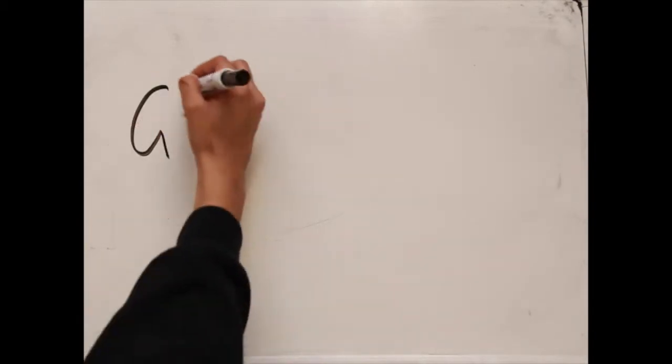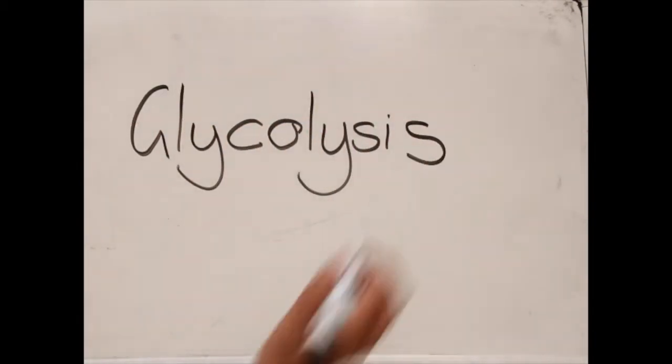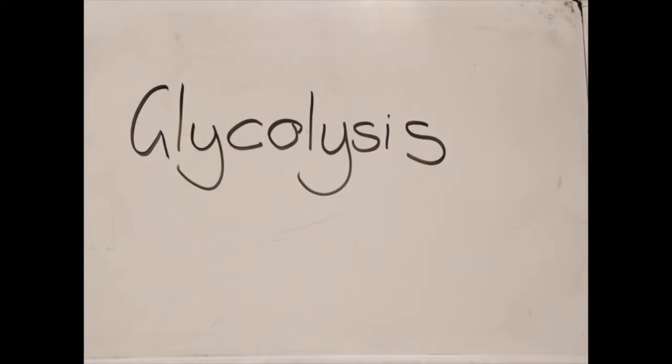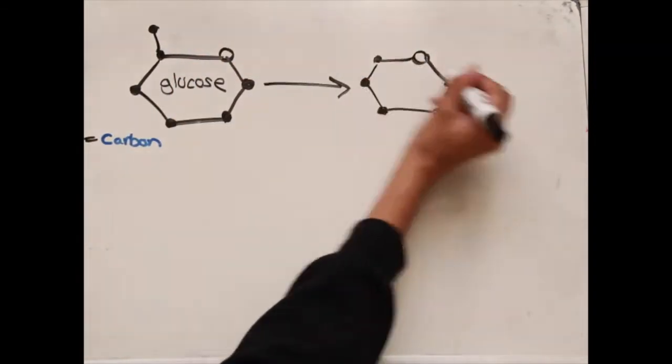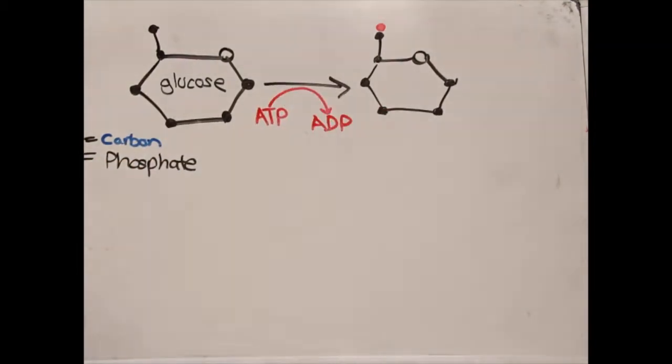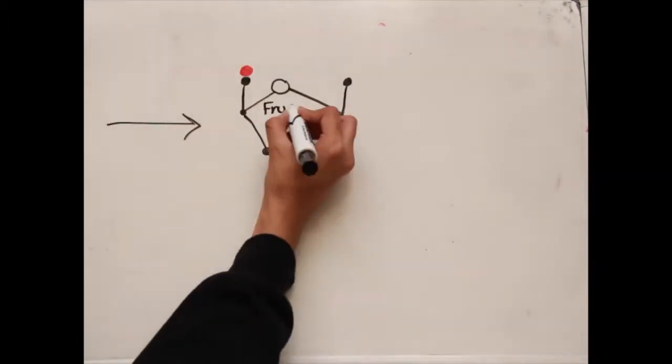The very first step of cellular respiration is glycolysis. This occurs within the cytosol of every cell. The glucose is broken down into two pyruvates. The glucose first has a phosphate put on carbon 6 to make it into glucose 6-phosphate using the enzyme hexokinase. ATP turns into ADP. The glucose is rearranged to fructose 6-phosphate.